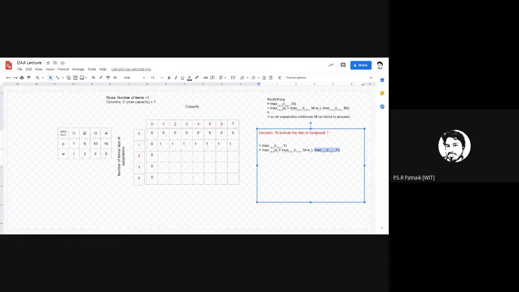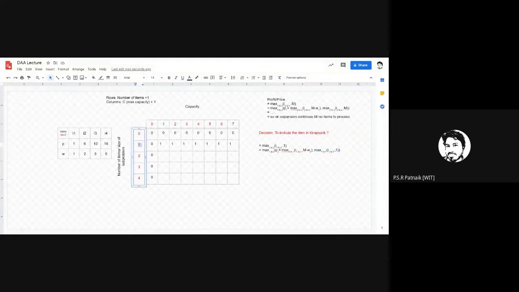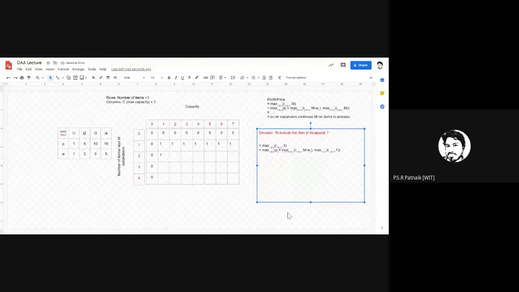So what is the maximum profit I earn if the sack capacity is 1 and I have one item to process? One item to process, maximum sack capacity. What is that value? 1. So what do I get here? 1. Are you getting this? Okay. So now the tricky case starts from here.